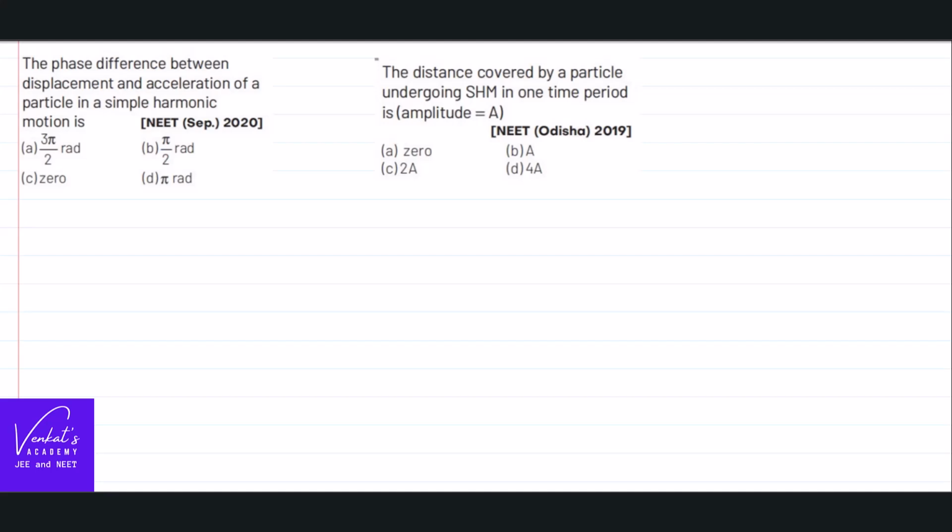We are solving two questions in oscillatory motion from the NEET topic. The first question is this. They are simple, so I am solving them together. The distance covered by a particle undergoing simple harmonic motion in one time period is how much?